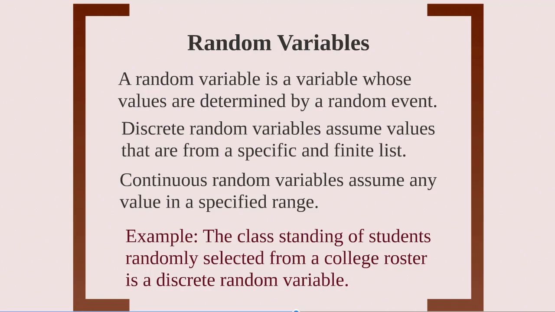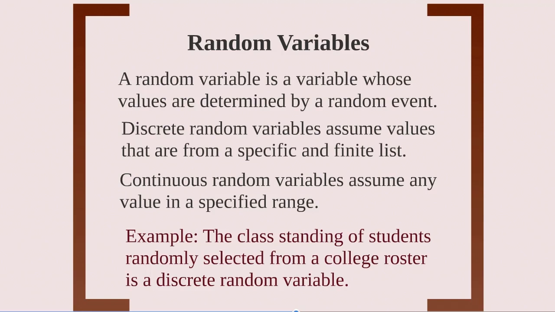Well, what variables did we have when we selected a student? We have the student's name, we have the student's ID number, we have the student's class standing. If we were doing this from an actual college roster, we'd have many more variables such as their major, their gender, and so forth. All of those would be random variables if the selection of that student was at random. So an example of a random variable is the class standing of students that we randomly select from Somewhere College.